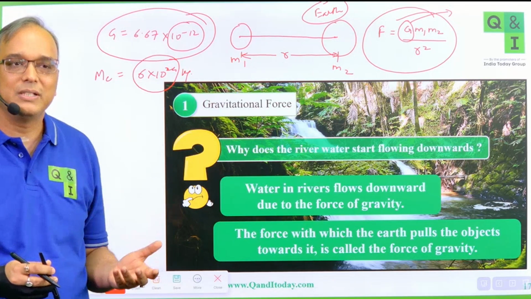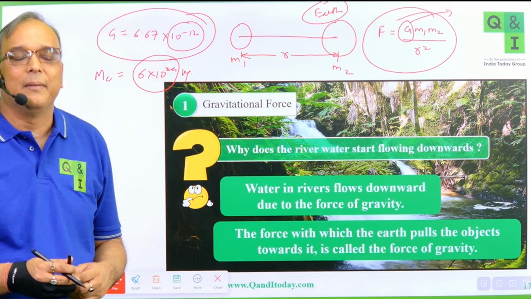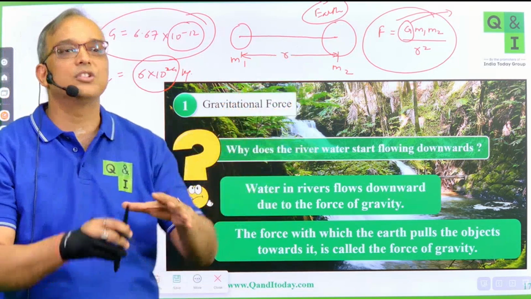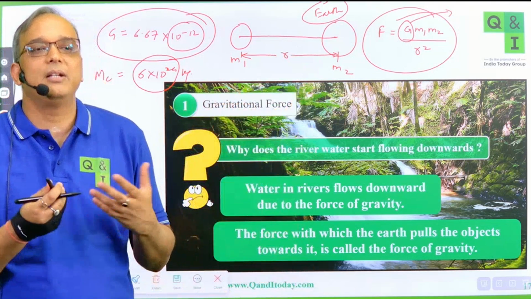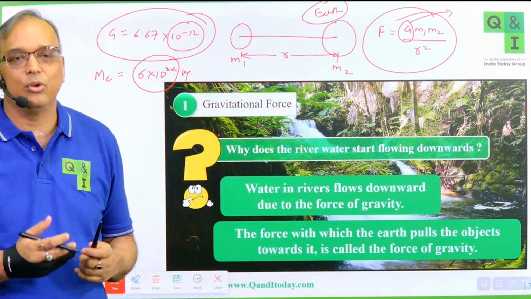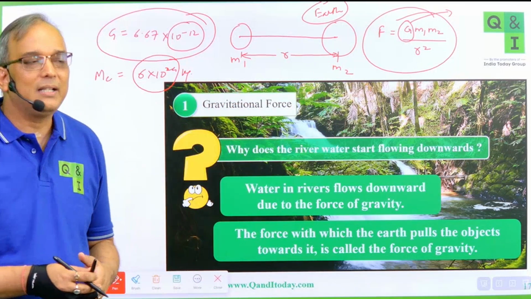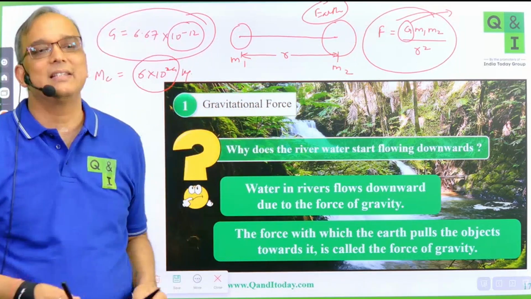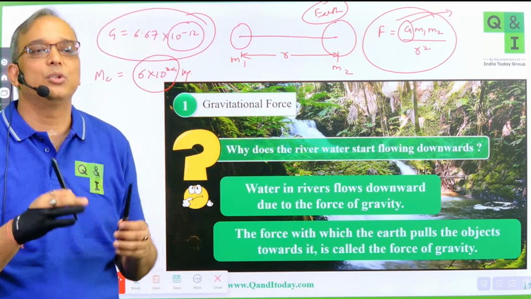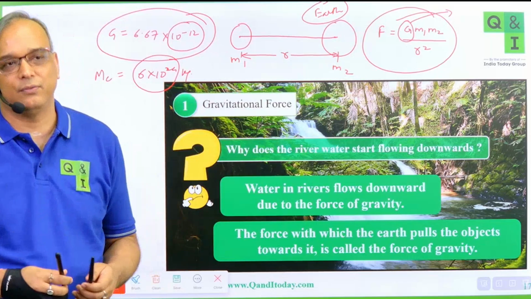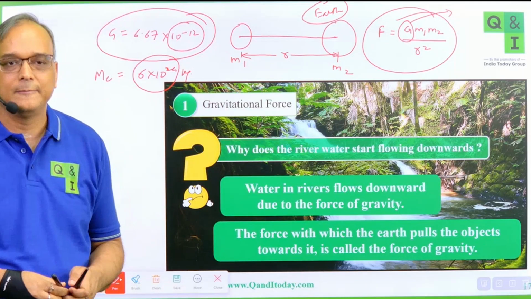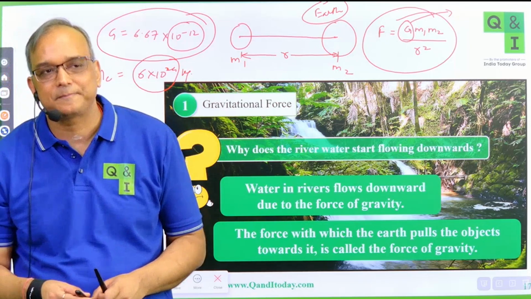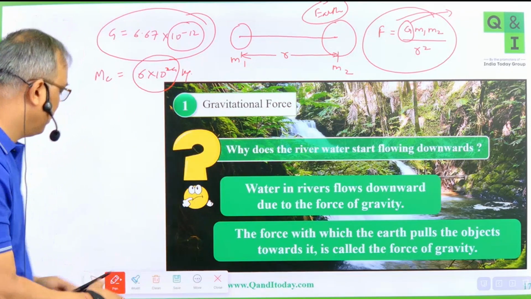Is it clear to students? Because the mass of Earth is very high, the gravitational force due to Earth, you are able to feel and observe. But since the masses of these two pens are very less, the force is small, and you cannot see the effect of that force. Okay? Is it clear, students? Okay. So let's move ahead.